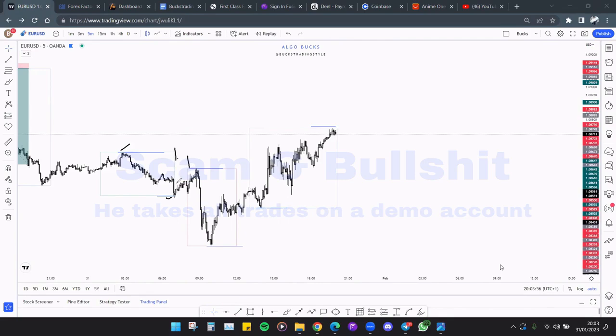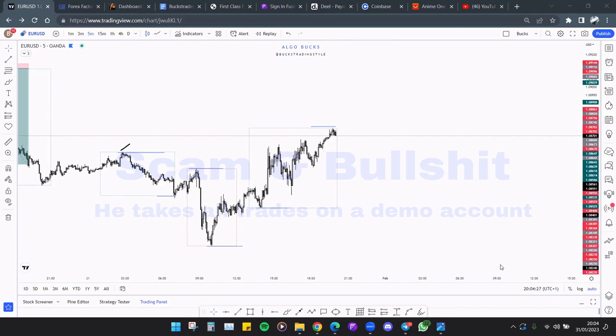Now, when Frankfurt opened, Frankfurt took out Asian low. After the take of Asian low right here, there might be something price is reacting to that's going to give us our trade opportunity. Because I took this morning, was it this buy? Yeah, I think I took this buy this morning. Yeah, because of this.